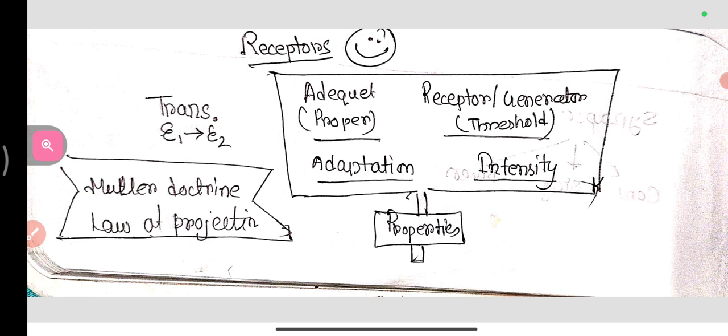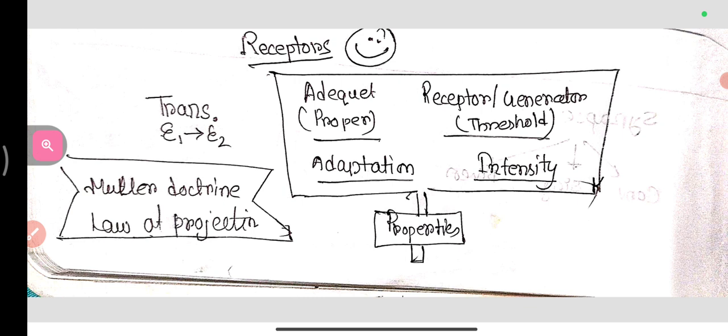Other properties of receptors are, for a single type of receptor we need a proper stimulus or adequate stimulus for its excitation. For example, we cannot excite rod or cone cells by sound, they need light for excitation, and we also need a threshold, a minimum stimulus of a minimum intensity to excite them. Below that level, even the proper or adequate stimulus cannot excite that receptor.